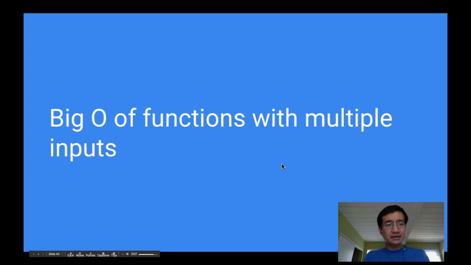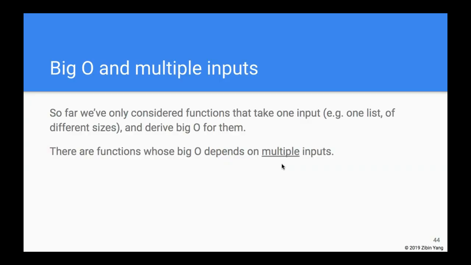So in this video, we're going to talk about the big O of functions with multiple inputs. So far, we've only talked about functions that take a single input, usually just one list, even though the list has multiple items of different sizes, but it's one input. Now, obviously, there are functions with multiple inputs. So what about the big O for functions with multiple inputs?